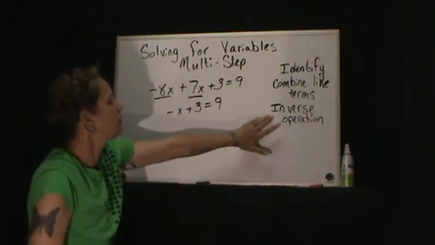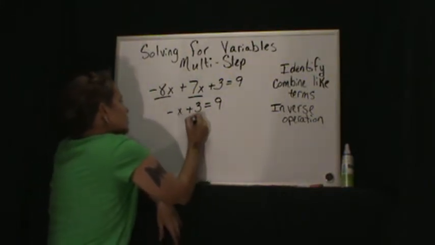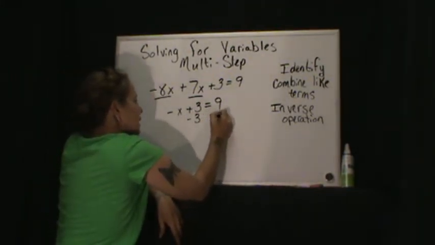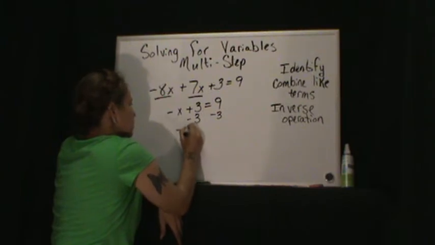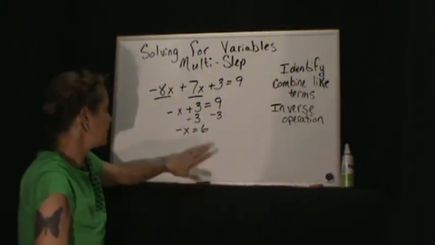And now we can do our inverse operations. Get rid of our plus 3 first. So we subtract 3 from both sides. 9 minus 3 is 6.